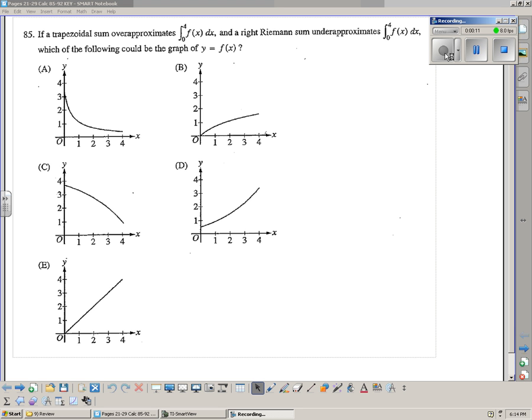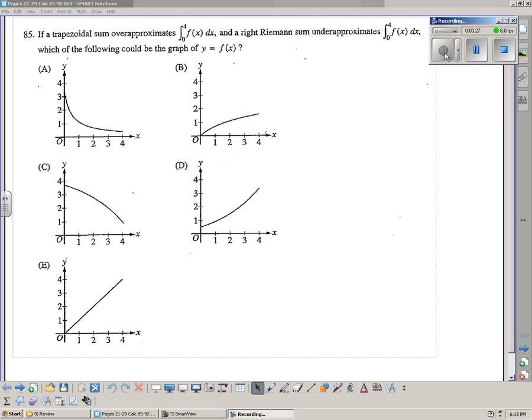So number 85 says, if a trapezoidal sum over approximates the integral from 0 to 4 of f of x dx, and a right Riemann sum under approximates the integral from 0 to 4 of f of x dx, which of the following could be the graph of y equals f of x? This is one where you just got to draw and take a look.